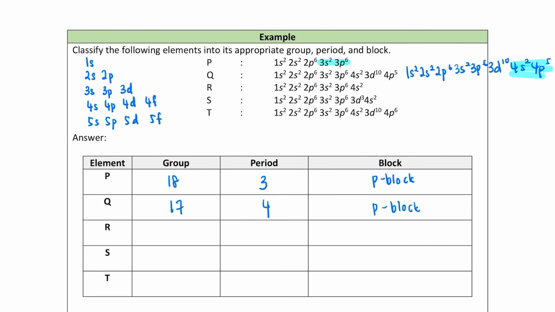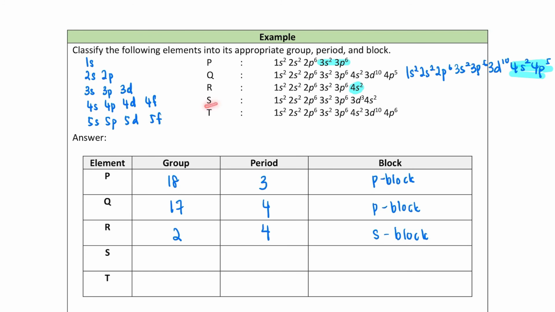Okay, so next let us move to R. Okay, R is the same, we stop writing at S. That means R is in S block. Okay, and then its highest principal quantum number is 4. That means element R is in period 4. Okay, and then lastly we have to determine the group for R. Okay, its valence electronic configuration is 4s2 only because it is S block. Okay, so we have just 2 valence electrons.